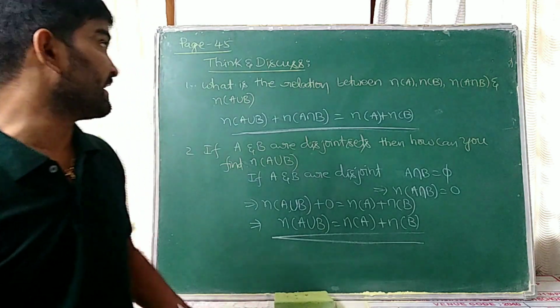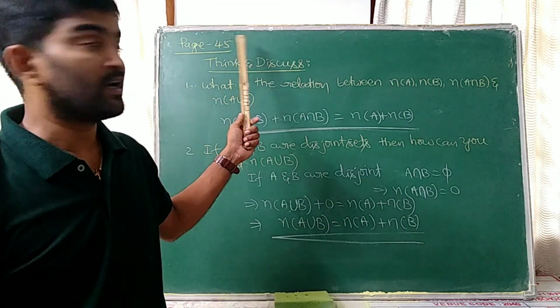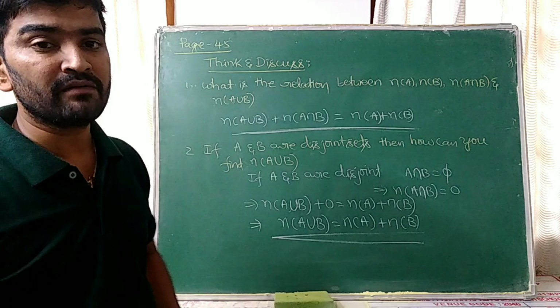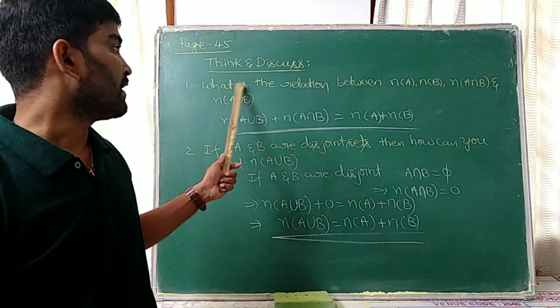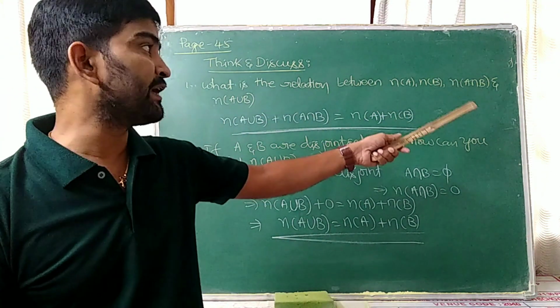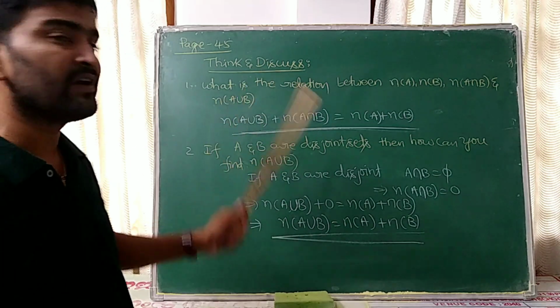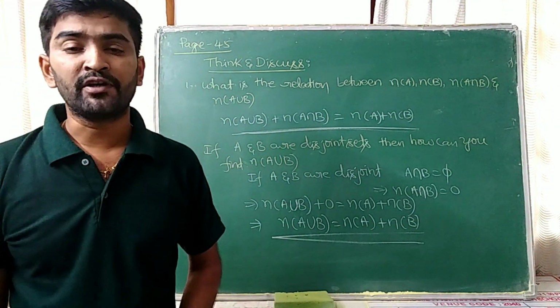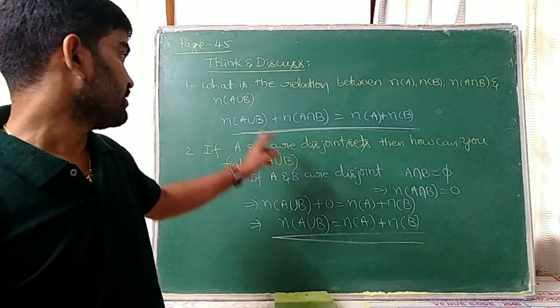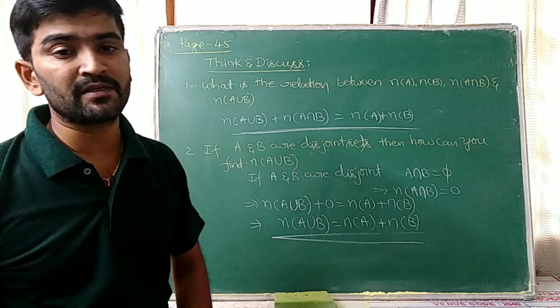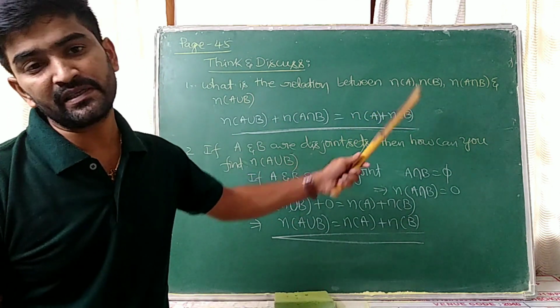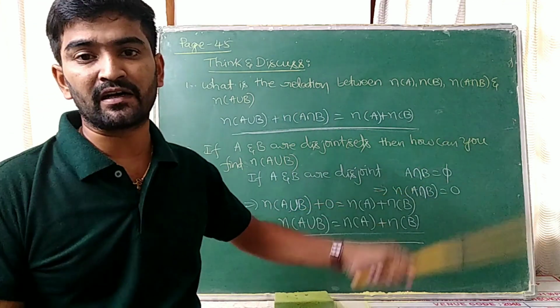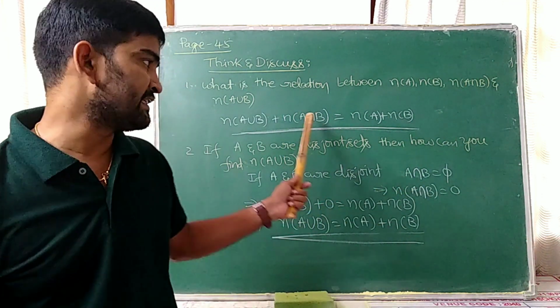We will discuss a question on page number 45, that is Think and Discuss. It is a very important question. What is the relation between n(A), n(B), n(A intersection B) and n(A union B)? We know the fundamental theorem of sets. So n(A union B) plus n(A intersection B) is equal to n(A) plus n(B). This is the relation between the cardinalities of the two different sets.